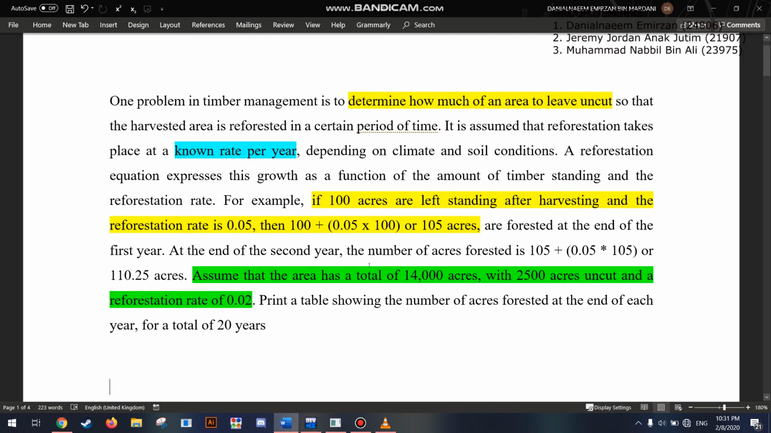At the end of the second year, the number of acres forested is 105 plus 0.05 times 105 or 110.25 acres. Assume that the area has a total of 14,000 acres with 2,500 acres uncut and a reforestation rate of 0.02. Print a table showing the numbers of acres forested at the end of each year for a total of 20 years. So basically, the question asks to determine how much of an area to leave uncut with a known reforestation rate for the period of 20 years.